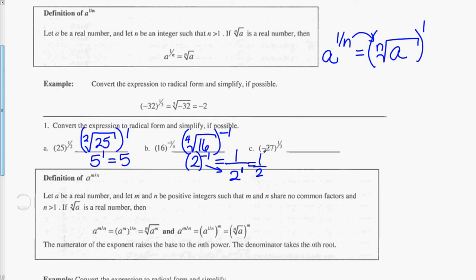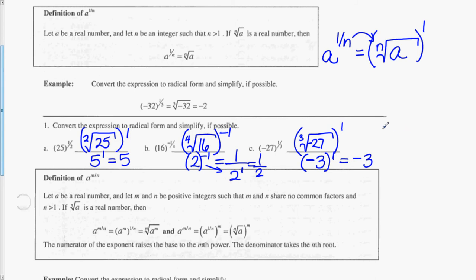Now this next one's different because the negative is with the number. It's not with the exponent. So this one would be the cube root of negative 27 to the first power. Well, the cube root of negative 27 is going to be negative 3, and negative 3 to the first power is just going to end up being a negative 3.